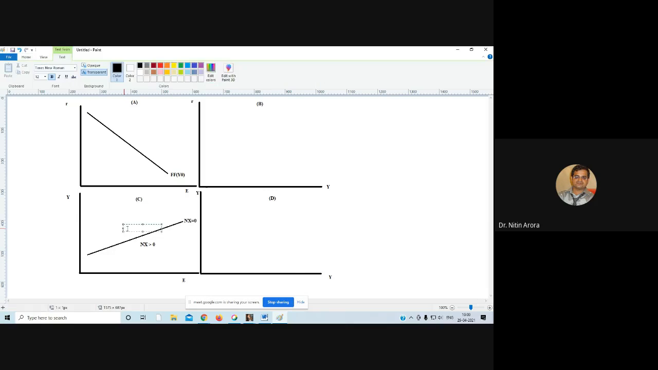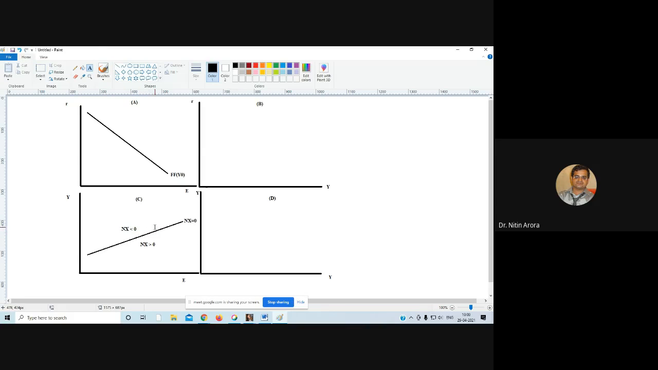To the left, we have a current account deficit, because when the exchange rate is less, there are more imports, so the current account will be in deficit. So NX less than 0 means the current account is in deficit, and NX greater than 0 means the current account is in surplus.